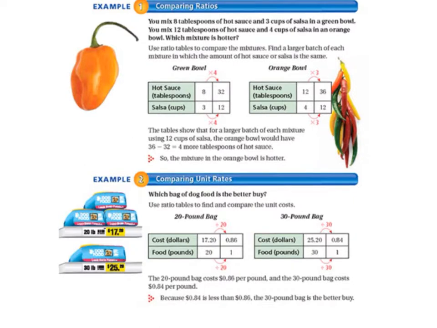Today we'll start working on page 212 in your math textbook. We'll start with example 1, comparing ratios. You mix 8 tablespoons of hot sauce and 3 cups of salsa in a green bowl. You mix 12 tablespoons of hot sauce and 4 cups of salsa in an orange bowl. Which mixture is hotter? Use ratio tables to compare the mixtures. Find a larger batch of each mixture in which the amount of hot sauce or salsa is the same.